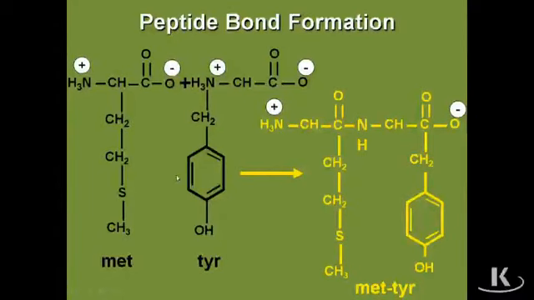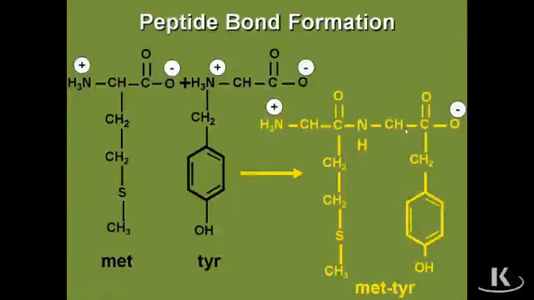The next amino acid coming in, let's say, is tyrosine. Tyrosine is going to have an amino group, a carboxylic acid group, and of course a functional R group. There has to be a reaction between the carboxylic acid of the methionine and the amino group of the tyrosine. When that reaction occurs, there's basically a dehydration reaction, where a molecule of H2O is released from this, and now we have a very strong peptide bond.